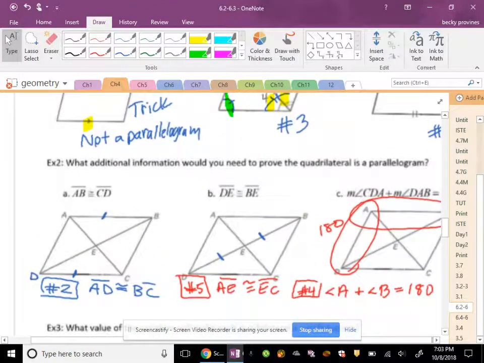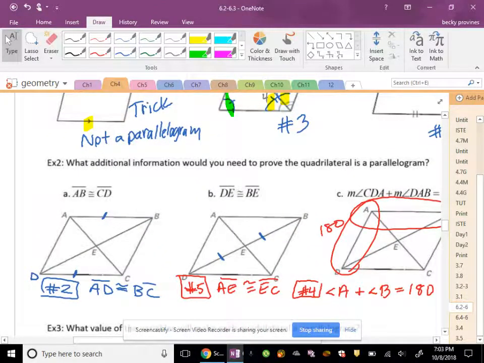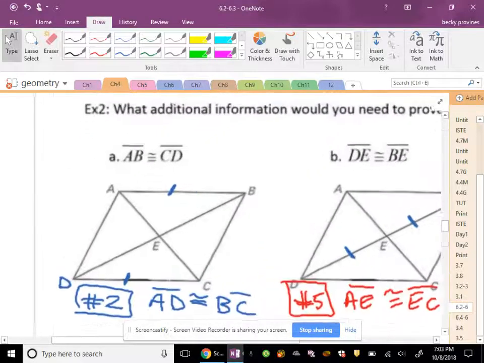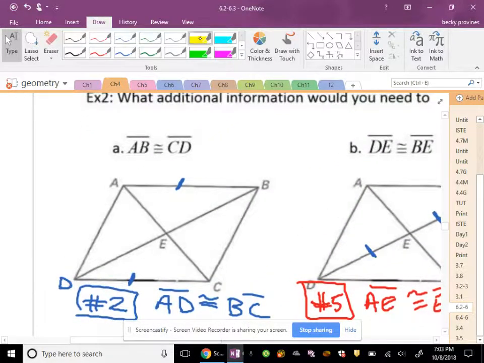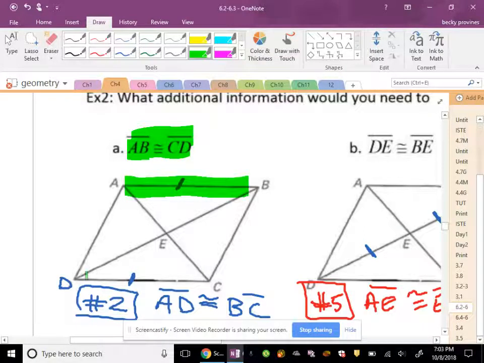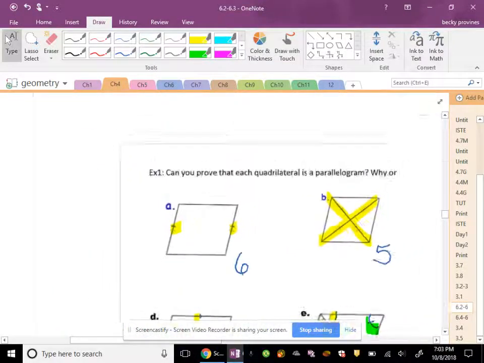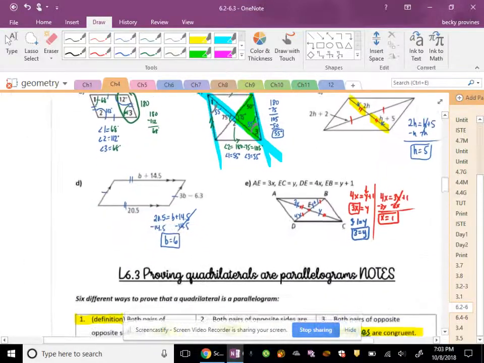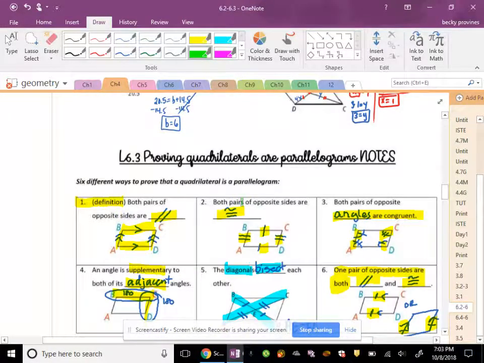What additional information would you need to prove that the quadrilateral is a parallelogram? Okay, so there's not enough information on this. What we're going to do is we're going to try to figure out what else we need to know. Now, we know that these two sides are equal. Now, we have a couple rules that talk about equal sides. Now, to be clear, we know rule number 2. This is opposite sides are equal.